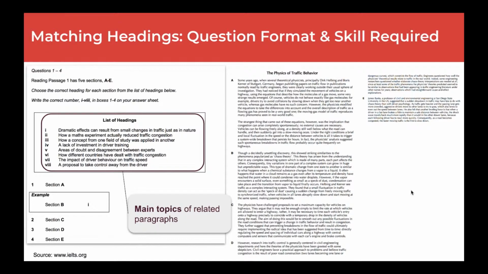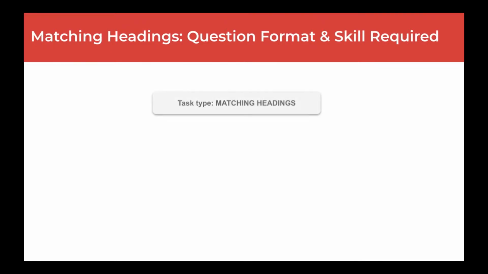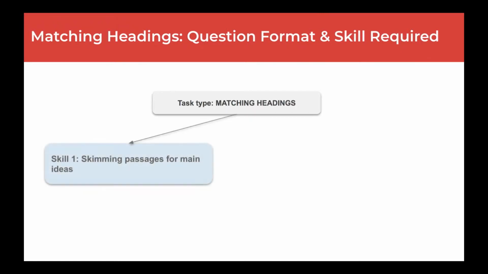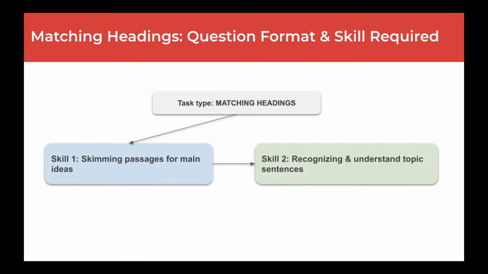In general, headings are the main topics of related paragraphs. So, to be able to quickly deal with matching headings, we do not read the whole text, we don't have time for that. Instead, we need to learn how to skim passages for main ideas. And that skill requires the ability to recognize and understand topic sentences. So this is exactly what we will focus on in this lesson.